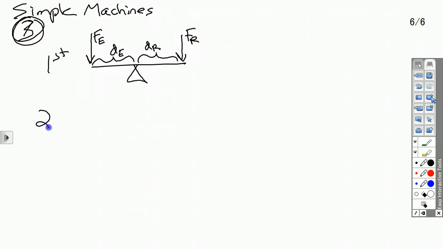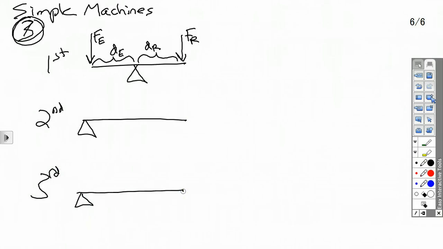That's your first. In a second class, now the fulcrum's not in the middle anymore. For second and third, the fulcrum is on the end. Right? That's the biggest difference right there. So fulcrum's on the end. First is the only one with the fulcrum in the middle, between your forces. For the second, the mechanical advantage is always greater than 1. It's always to your advantage.